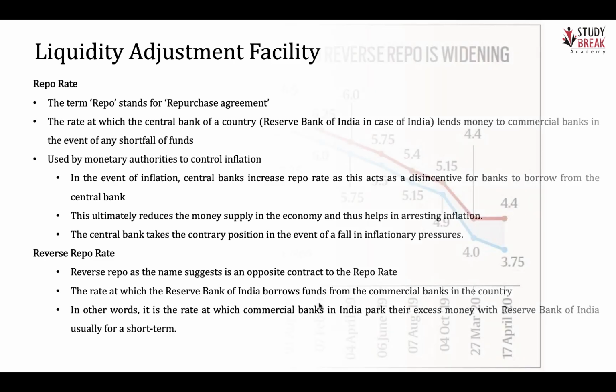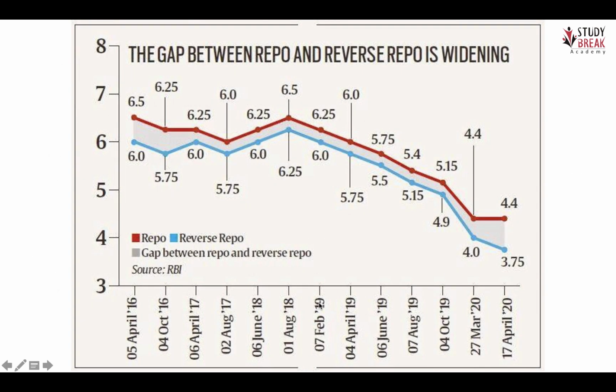Okay, now if you see the last 5 years, then you will see that the gap between the repo rate and the reverse repo rate was low, say from the middle of August, but if you see now, it will be pretty high. This graph is till April 20, so till April 20 it will be pretty high. What does that mean?